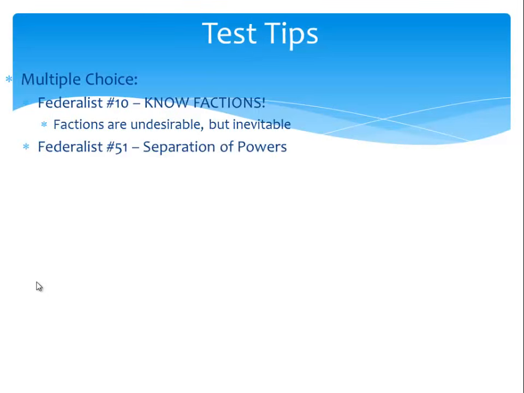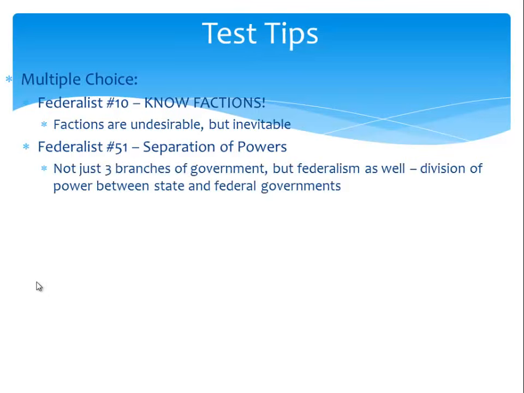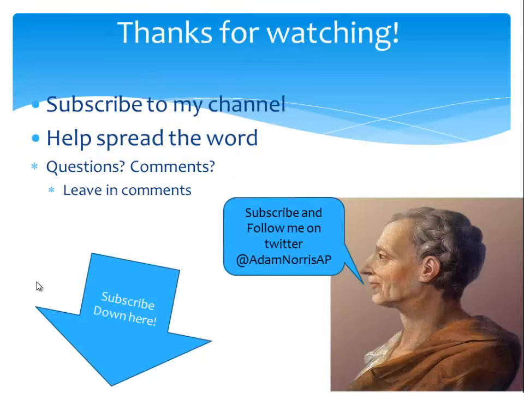And Federalist Papers number 51. That is all focused on separation of powers. And it's not just the three branches of government, but he talks about federalism as well, which we'll talk about in chapter 3 of the American Government textbook. And this is the division of power between state and federal governments. If you see a free response, be able to explain ways that factions can be limited. I talked about that a little bit earlier, and also read Federalist 10 to arm yourself with knowledge to show the test readers. All right, that is everything you need to know about the Federalist Papers numbers 10 and 51.